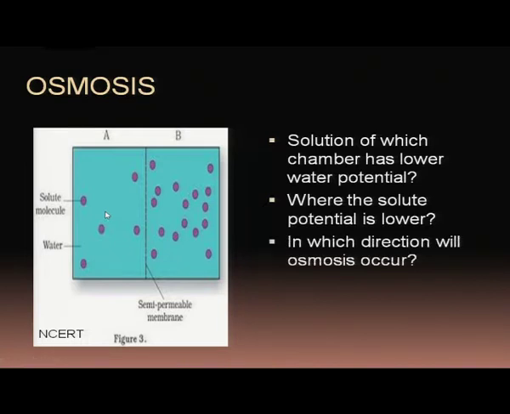In which direction will osmosis occur? Now, as we had discussed earlier also, the water potential is lower in B and higher in A. So, the water will move from A to B.